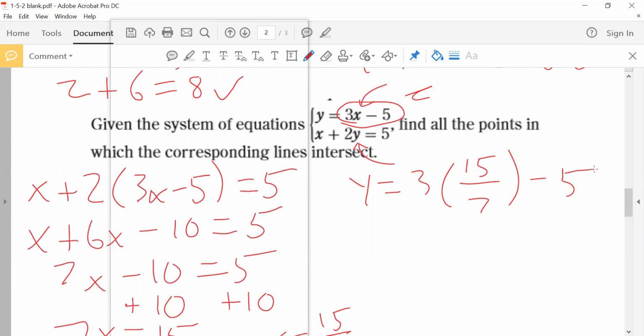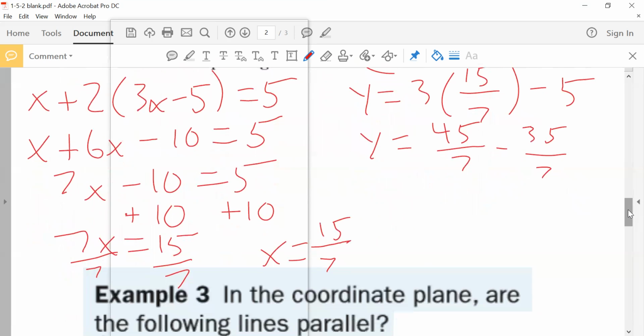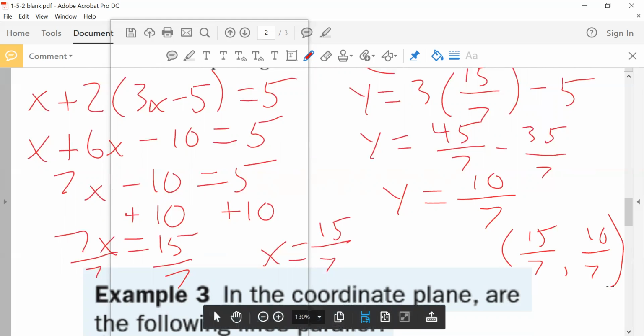3 times 15 over 7, hopefully you know how to multiply fractions. That comes out to 45 over 7. You just multiply right across the top in case you forgot that. And minus 5, but I'm going to write 5 a little differently. Hopefully you'll agree with me when I say that 35 divided by 7 equals 5. So those are actually equal. Minus 5 is the same thing as minus 35 over 7. 45 over 7 minus 35 over 7 is 10 over 7. So our final answer is a weird fraction, but it is what it is. It's (15 over 7, 10 over 7). There you have it.